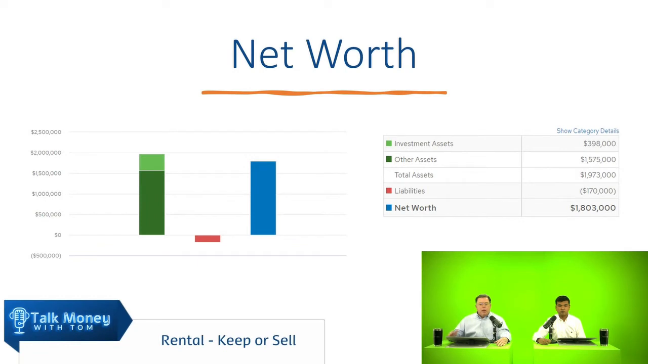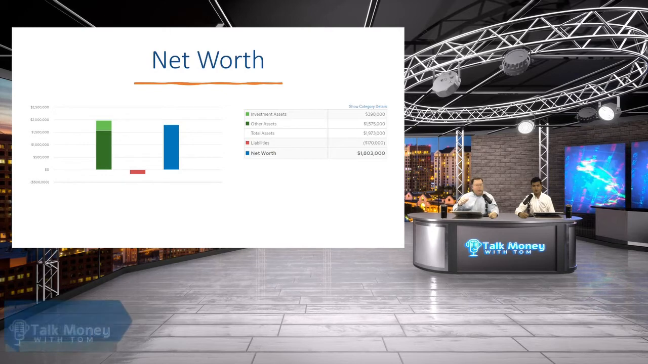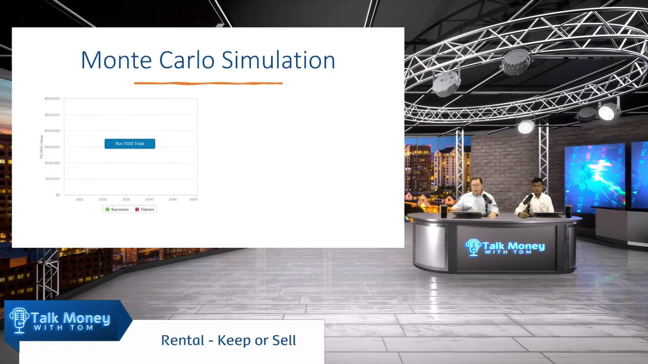Okay, so we've got somebody here. This is a net worth statement that comes out of our financial planning software. This is Ron and April. Sample situation. We have $398,000 here, and we've got this scenario where we have $1.5 million in other assets, $1 million of which is in that rental property. And so we then want to run a Monte Carlo simulation.